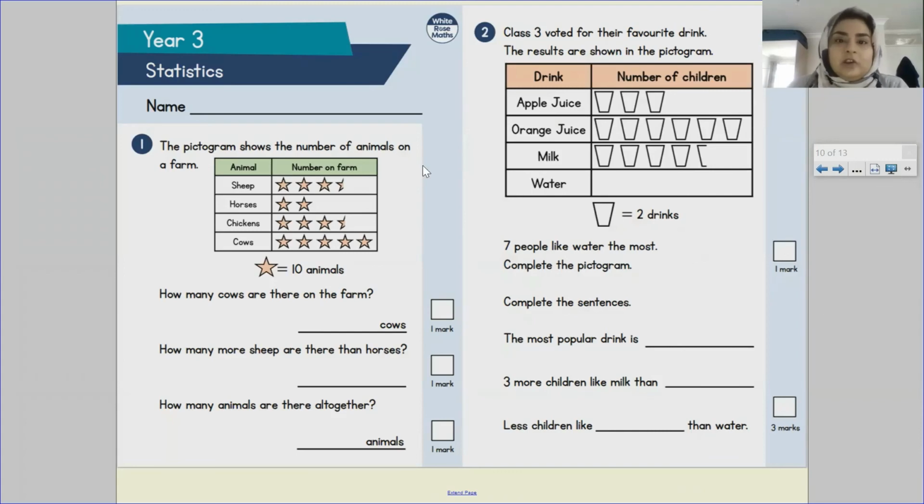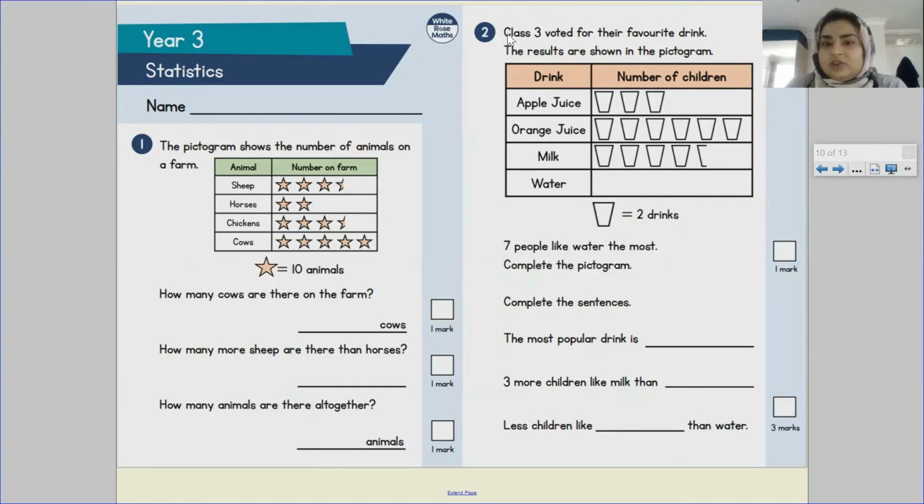Okay, so you've got question number 1 here, which says the pictogram shows the number of animals on a farm. 1 star means 10 animals, okay? And then you need to work out the answer. So how many cows are there on the farm? You look at the cows and you count the stars in tens, because 1 star means 10.